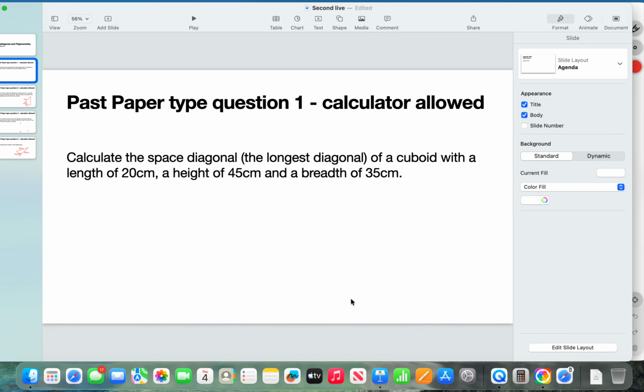So question 1 is to calculate the space diagonal. The space diagonal is the longest diagonal of a cuboid with a length of 20, a height of 45, and a breadth of 35. The idea of a space diagonal is if you take two corners at the opposite end of a 3D shape or cuboid, then that's the diagonal that you want.